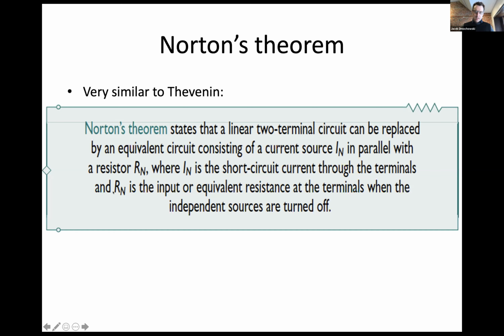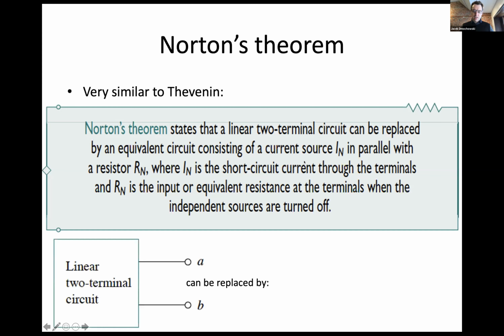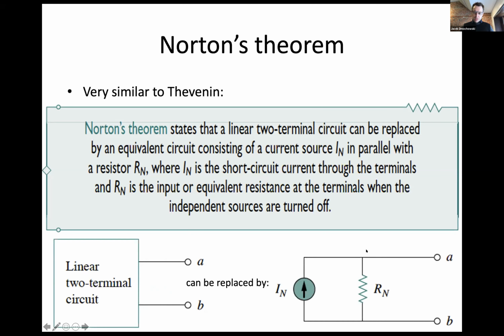Rn is the same. Let me explain what the term short circuit current means. It's not a difficult concept. You have your original circuit with 2 terminals, and you're looking at it from the point of view of A and B. You replace that generic circuit with a current source in parallel with the Norton resistance. To figure out the value of IN, you connect A and B and measure how much current flows there.